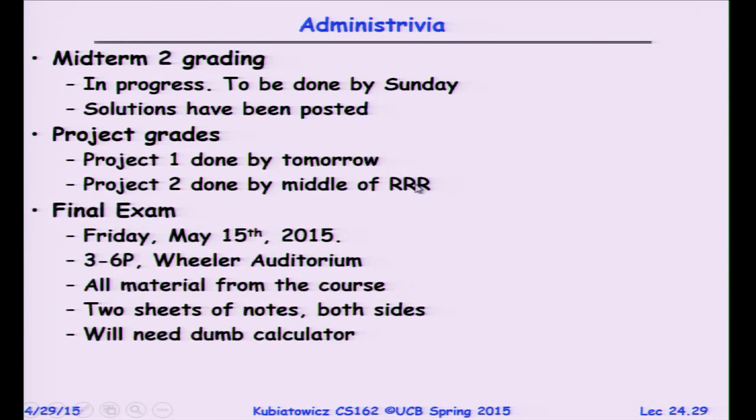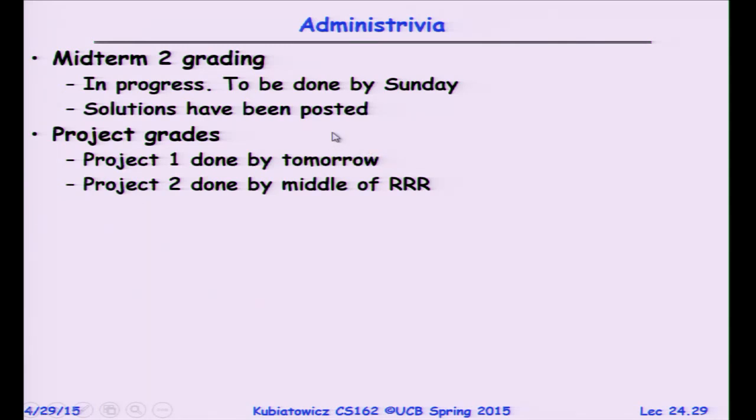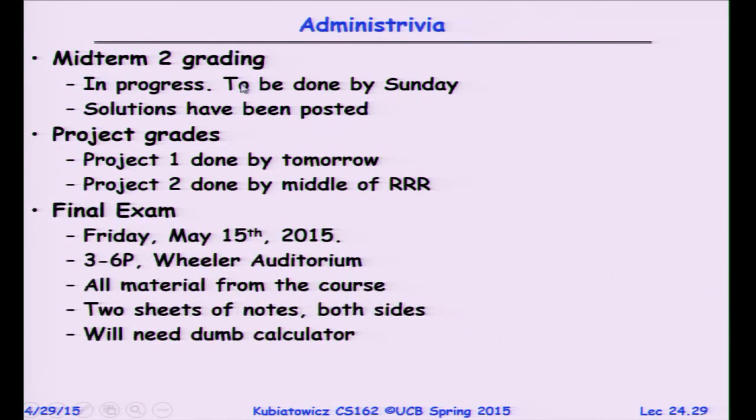Oh, and we'll post info on regrade requests on midterm 2. Final exam, as you're all well aware, is on Friday the 15th, so that's 2 weeks from this Friday. It's in Wheeler Auditorium. We all get to be in one big happy place. Basically, in principle, it's all material from the class. You get 2 sheets of notes, both sides, and you should bring yourself a dumb calculator, presumably one that actually does add, subtract, multiply, divide, not quite dumber than that.